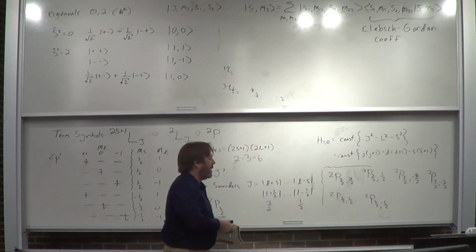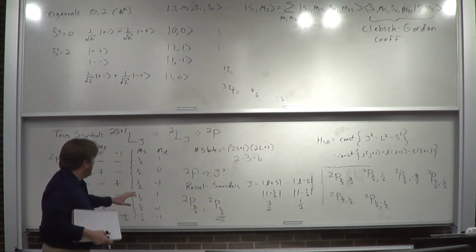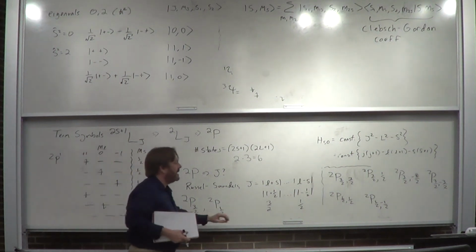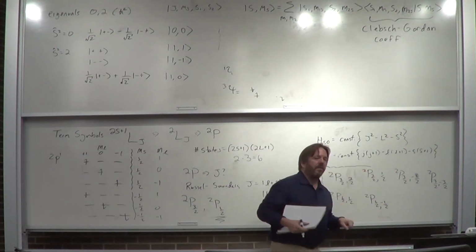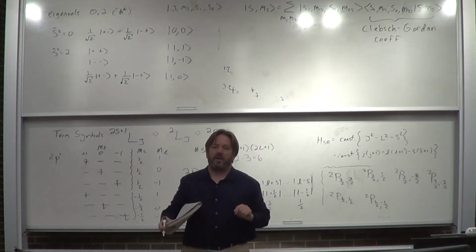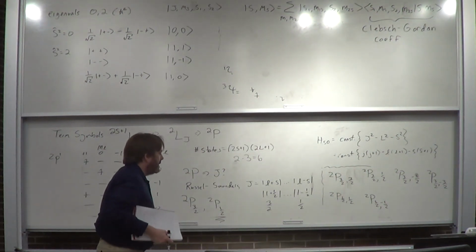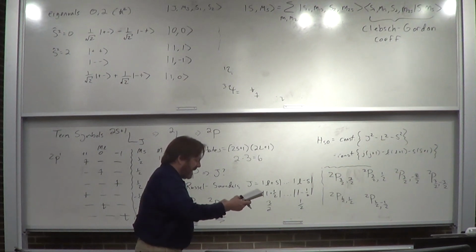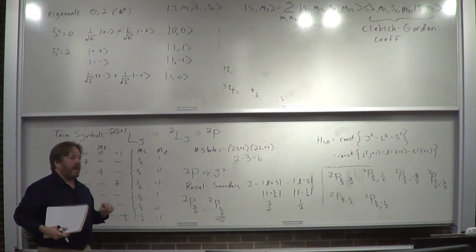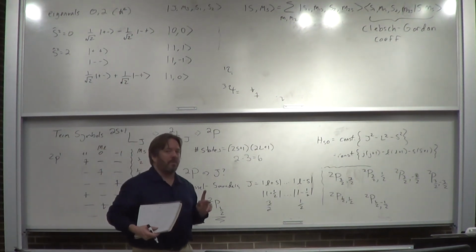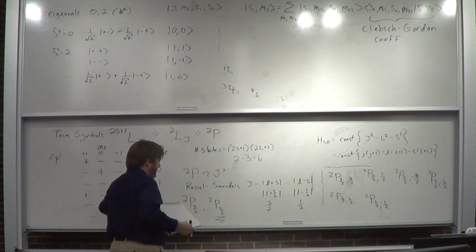So anyway, 6 configurations, 6 term symbols, and of course these 2 are the lowest energy configurations that we have. I hope that wasn't too painful. What we're going to now do is a 2p2. So I'm going to add an electron to this.